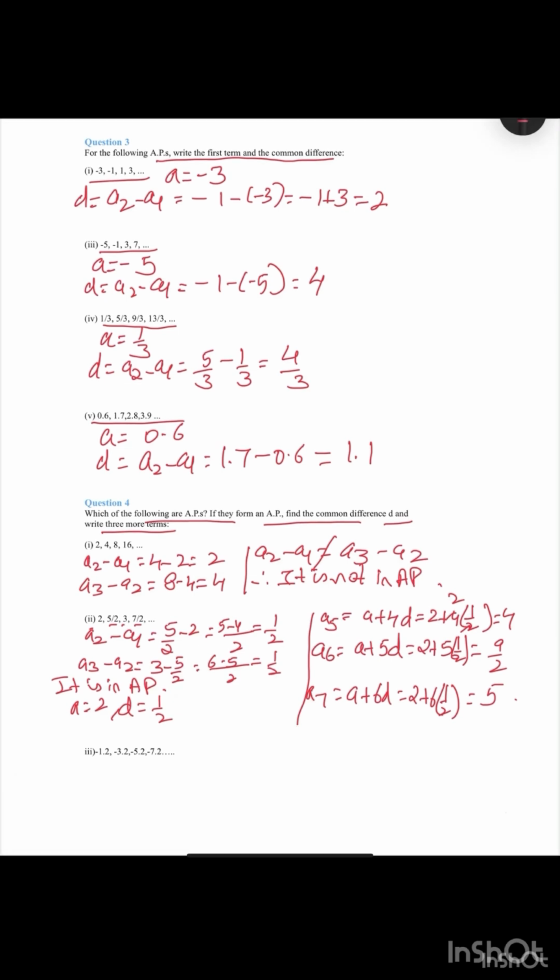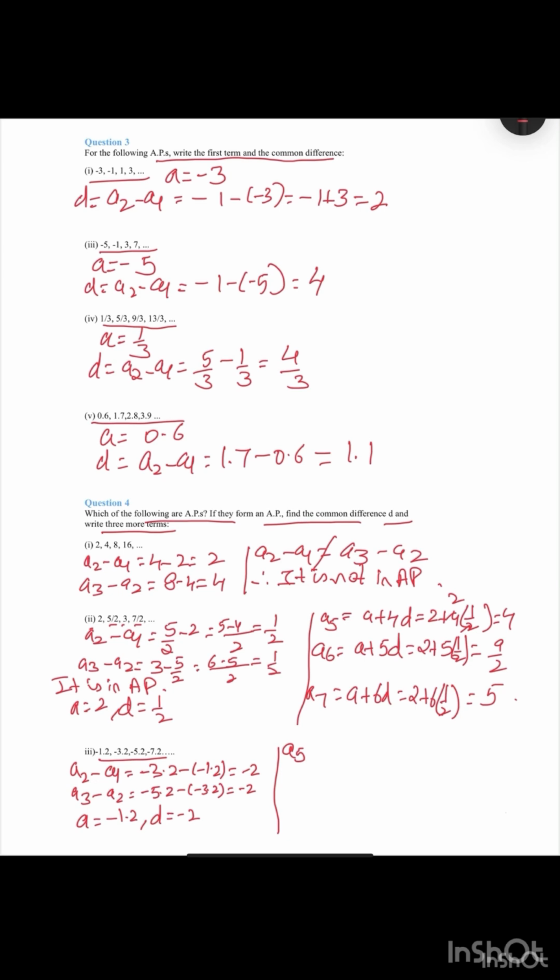The next question is minus 1.2, minus 3.2, minus 5.2 and minus 7.2. Over here it is very clear that the first term is minus 1.2, second term is minus 3.2. So D will become A2 minus A1, that is minus 3.2 minus of minus 1.2, that is minus 2. A3 minus A2 will become minus 5.2 minus of minus 3.2, which in turn is minus 2. So A3 minus A2 and A2 minus A1 both are equal. So it is in AP.